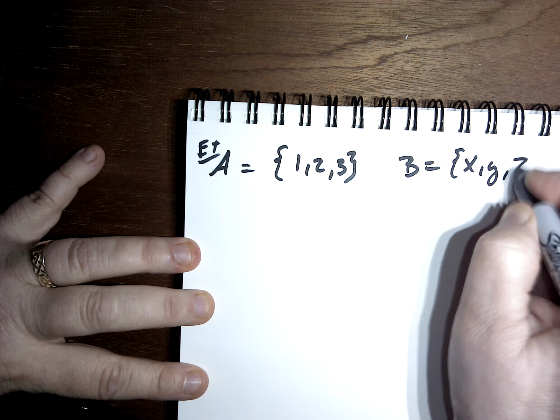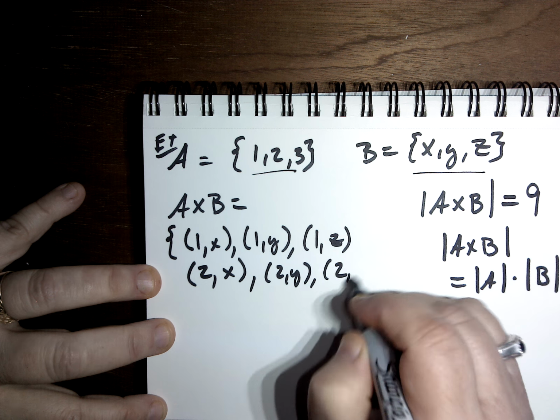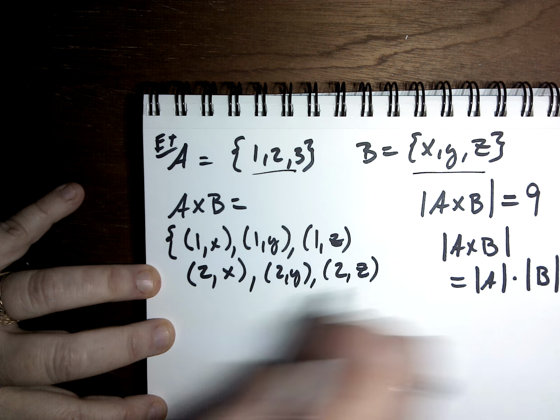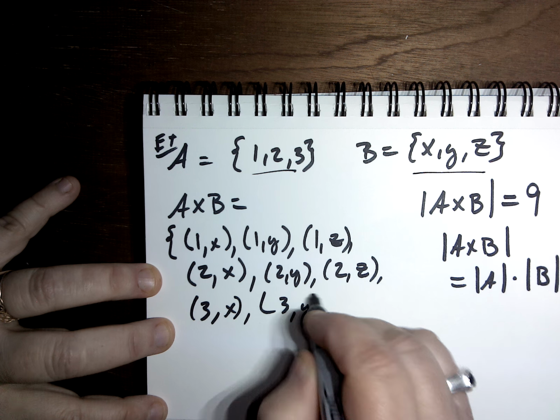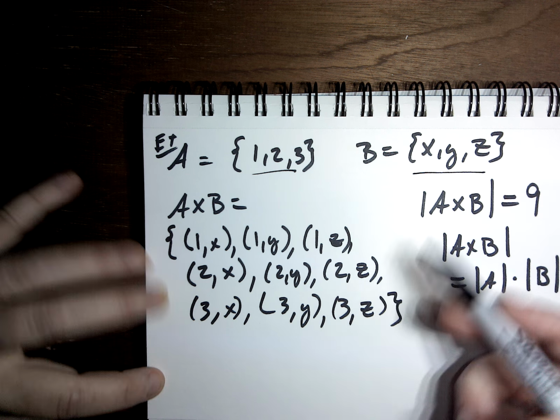Okay, so A cross B, I have to do 9 of these things. I have (1, x), (1, y), (1, z). (2, x), (2, y), (2, z). Then I have (3, x), (3, y), (3, z). No, you don't have to write them in rows, but it was easier to see it that way, and there's no room to go over here, so that's what I did.